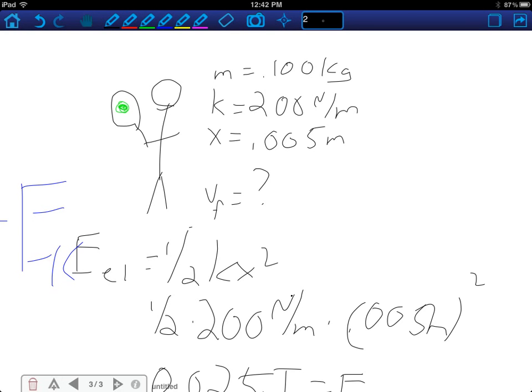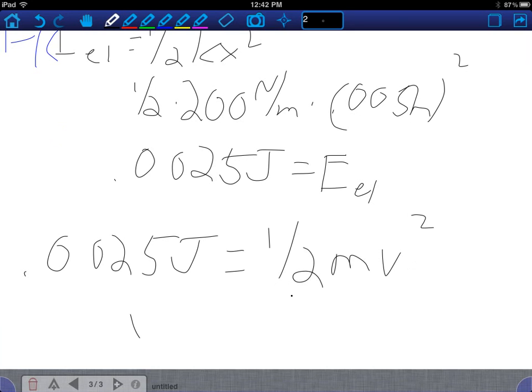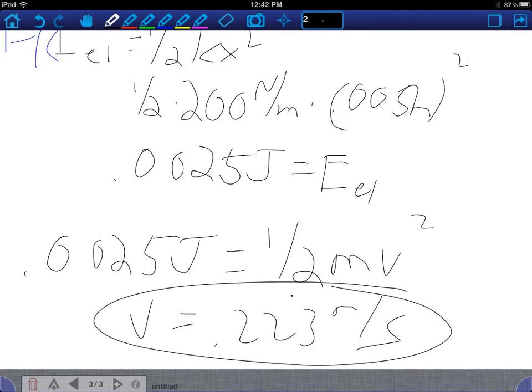Not very fast, not this way you do slow. Just kidding. Speed is 0.223 meters per second. Yeah, it's not fast.